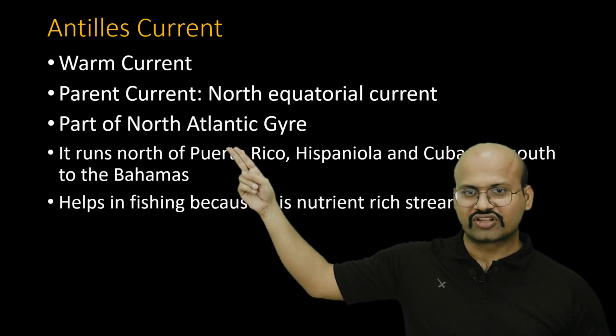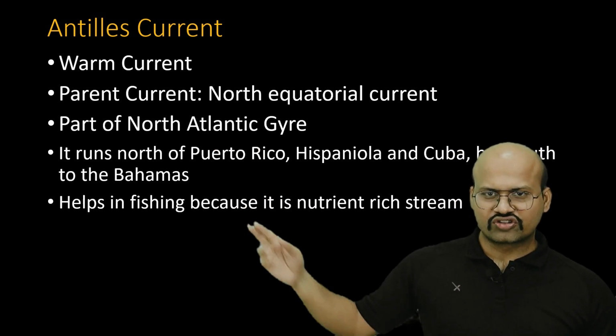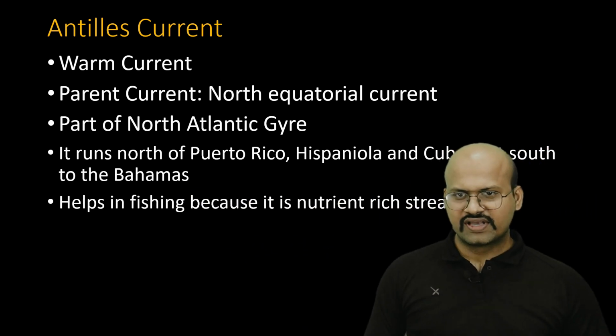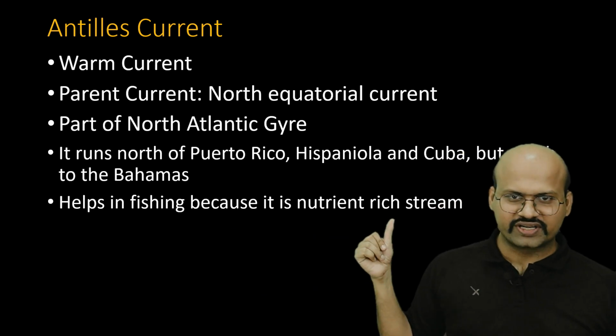This is also part of the North Atlantic Gyre, and it runs north of Puerto Rico, Hispaniola and Cuba, but south of the Bahamas. It also helps in fishing because it is a nutrient rich stream.